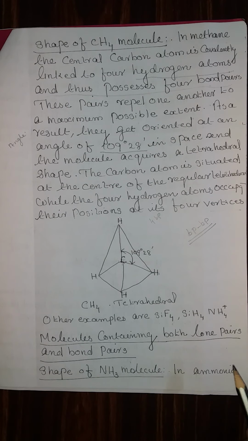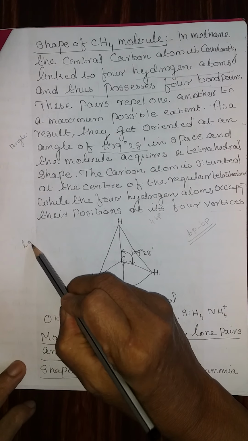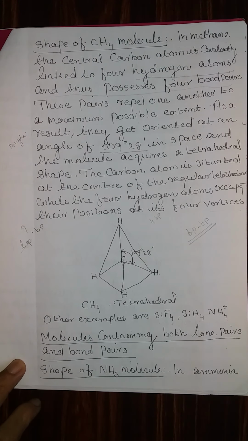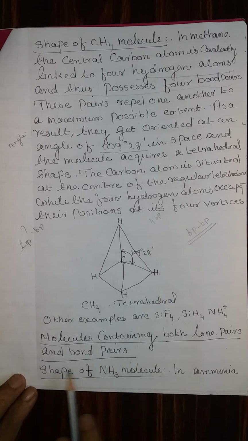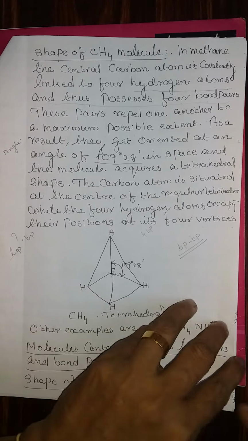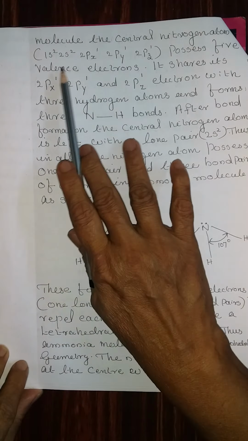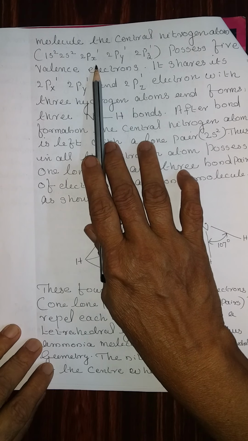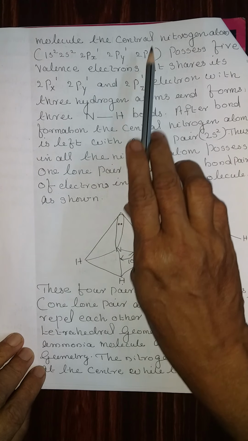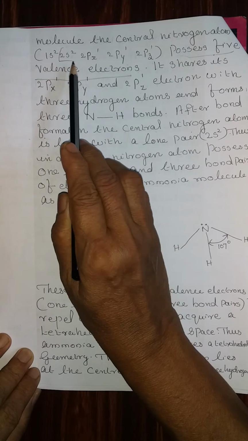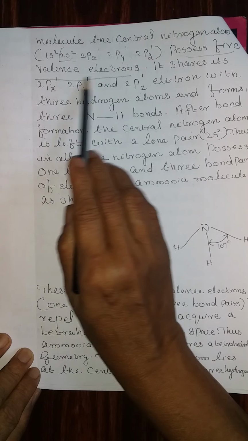If in a molecule there is a lone pair and a bond pair, what will be the effect? Molecules containing both lone pairs and bond pairs. Shape of ammonia molecule. In the ammonia molecule, the central nitrogen atom has the electronic configuration 1s2, 2s2, 2px1, 2py1, 2pz1. It possesses 5 valence electrons, that means from 2s2 onwards, 2 plus 3, 5 valence electrons.